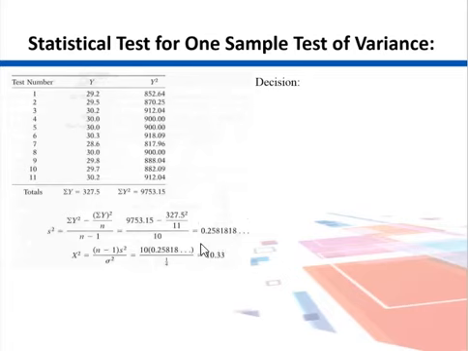When we solve it, our number is 0.2581818. The test statistic we calculate as chi-square equal to n minus 1 times s square divided by sigma square, which is 10 times 0.258 divided by 1 by 4, or 0.25. Our number is 10.33. This is the test statistic, or calculated number. Then we compare this number with the critical value. 10.33 is less than 18.31.